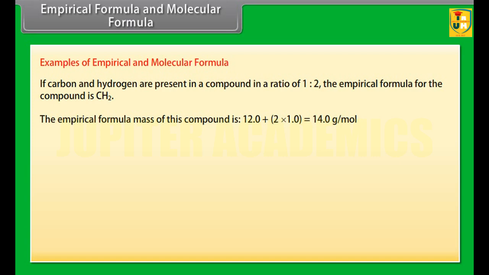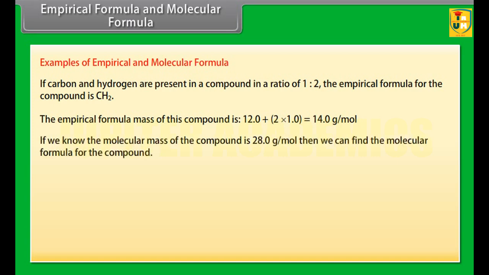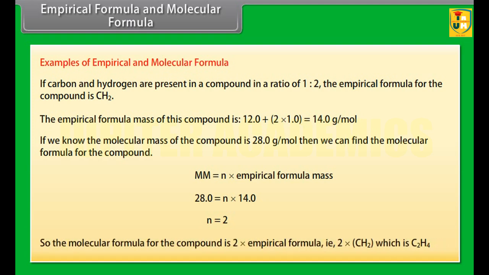If we know the molecular mass of the compound is 28.0 g per mole, then we can find the molecular formula for the compound. Mm is equal to N into empirical formula mass. 28.0 is equal to N into 14.0. So N is equal to 2. So the molecular formula for the compound is 2 into empirical formula, that is 2 into CH2, which is C2H4.